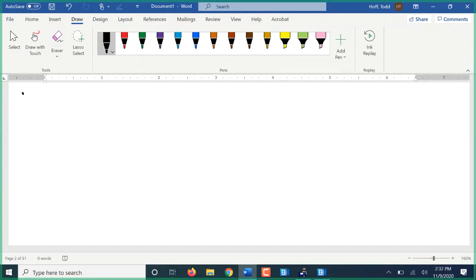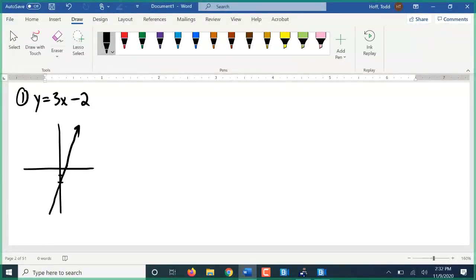Number one, we actually already did together. Y equals 3x minus 2. On the graph, that's going to look something like this. It's going to be a line. In fact, I'm going to crunch this in a little tighter. Something like that.